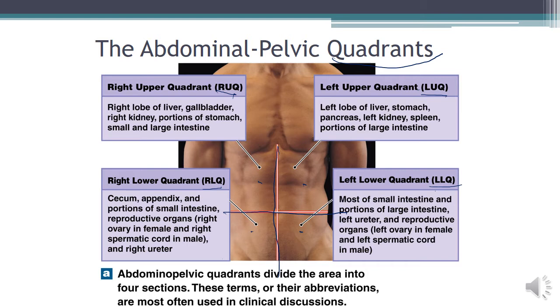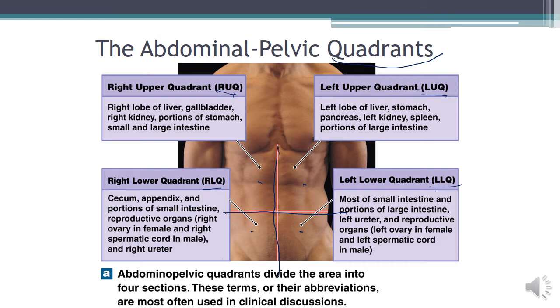The only other thing that's going to be important here is that you notice the organs that you're going to find in these particular regions. So in the right upper quadrant, you have the right lobe of the liver, the gallbladder, the right kidney, portions of the stomach, small and large intestines. In the left upper quadrant, you have the left lobe of the liver, the stomach, the pancreas, the left kidney, the spleen, and portions of the large intestine.